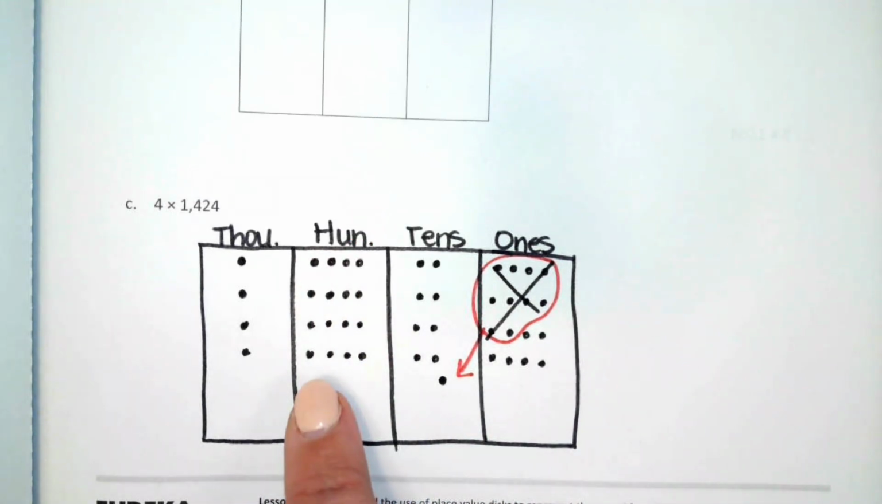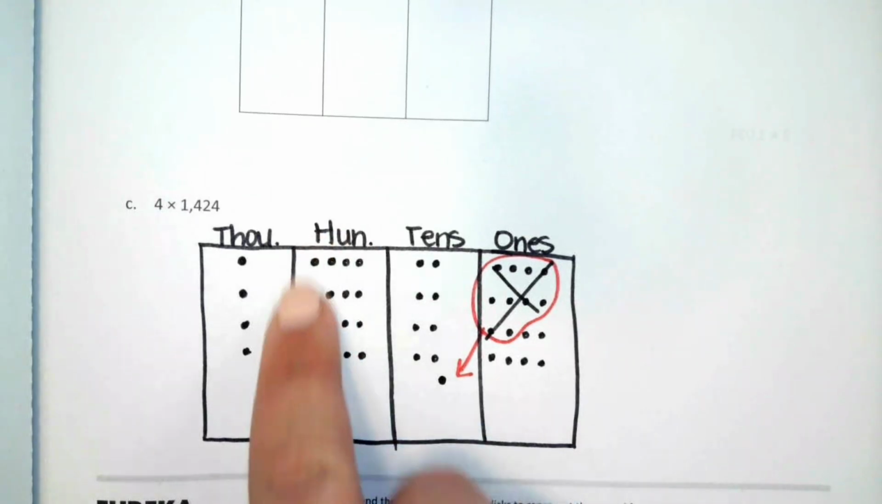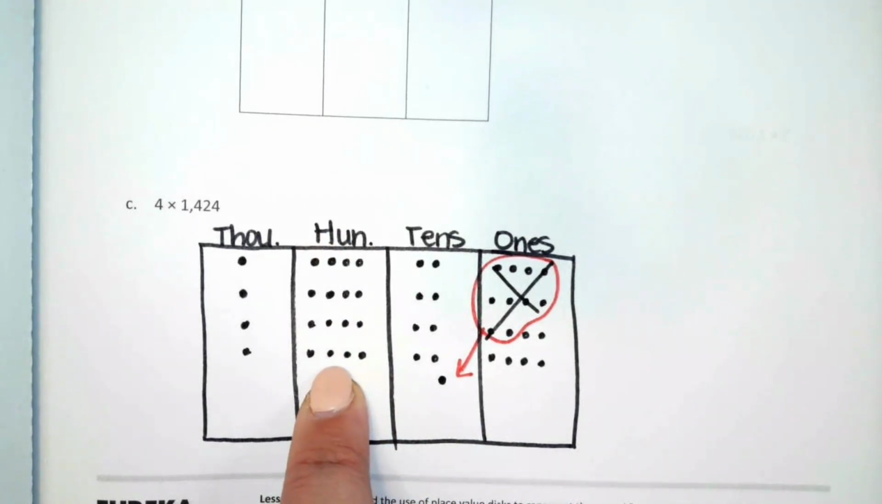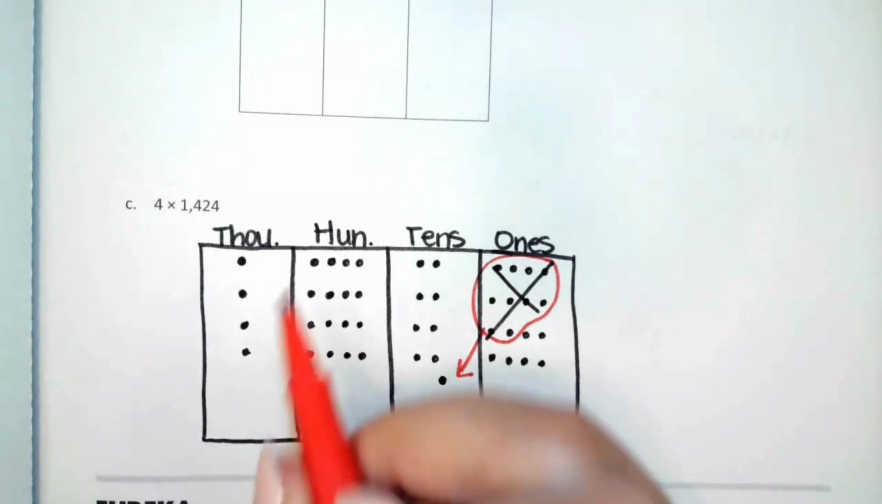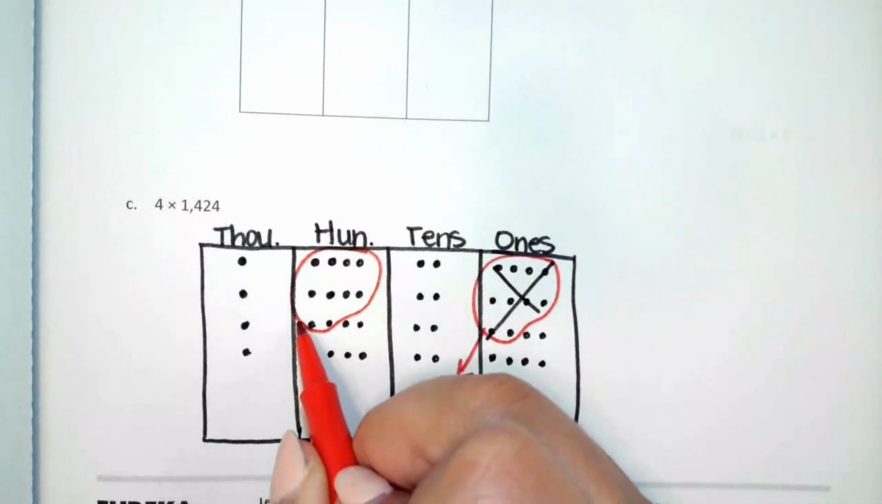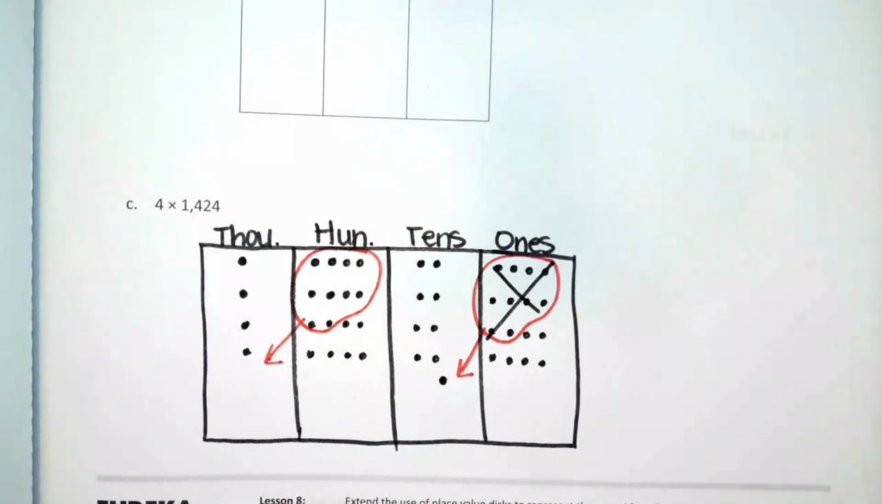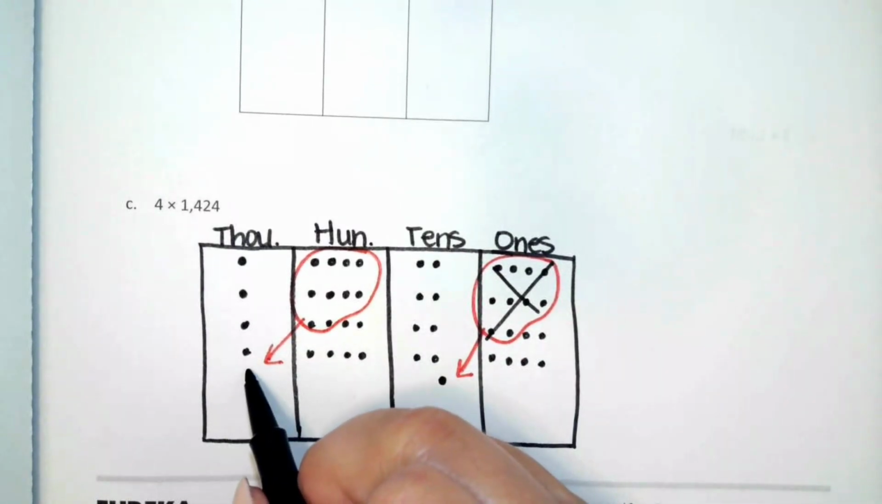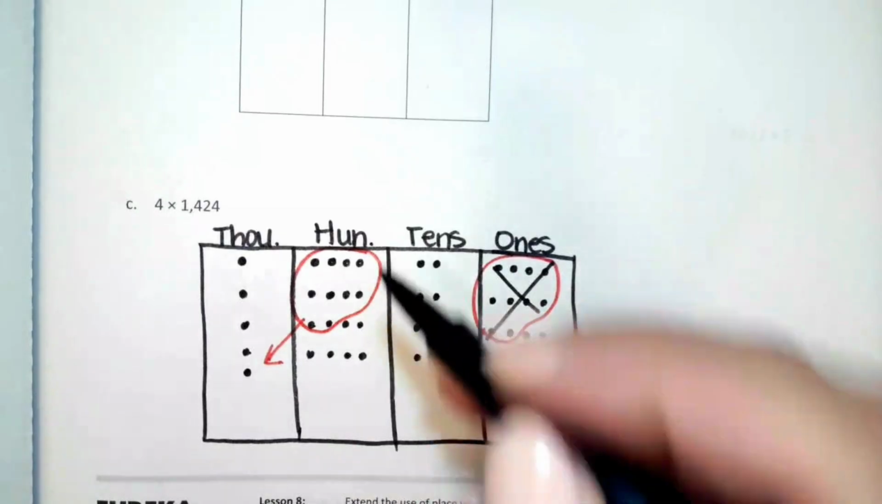Yes, we do. We have 16 hundreds. Should I bundle all of them? No, only bundle 10 of them. Count 10 hundreds. Bundle and compose. And those 10 hundreds make 1,000.